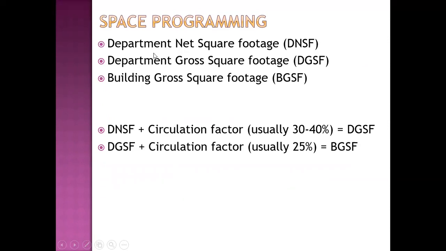Space programming includes measurements like department net square footage, department gross square footage, and building gross square footage. So department net square footage plus circulation factor, which is usually 30 to 40% above DNSF, is department's gross square footage. And department's gross square footage plus circulation factor, that is usually 25% over and above DGSF, is building gross square footage.